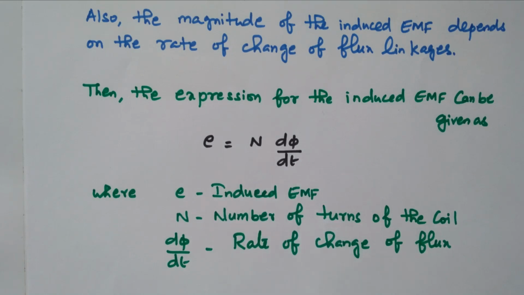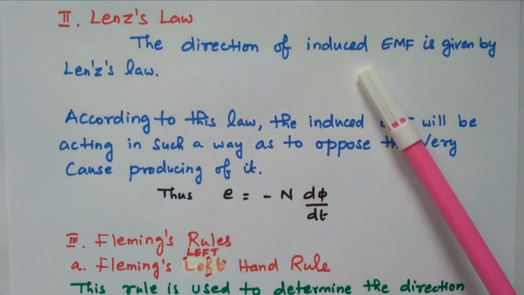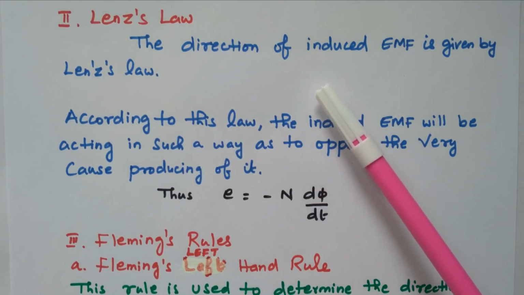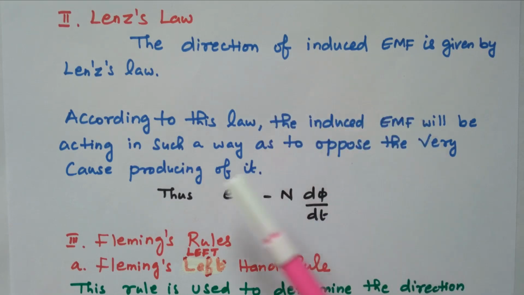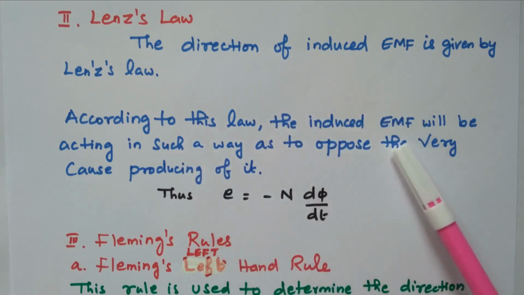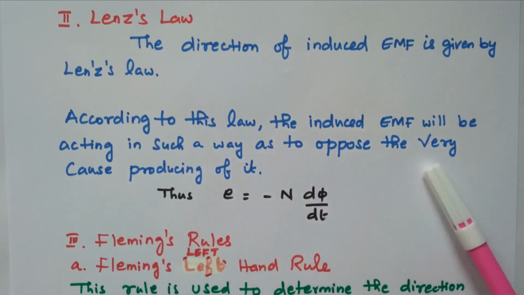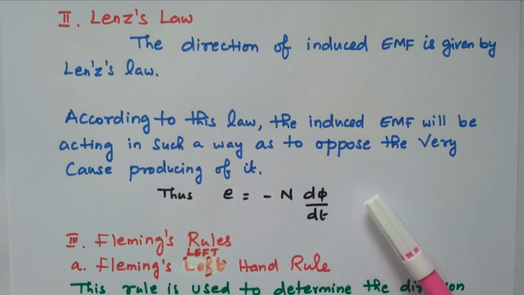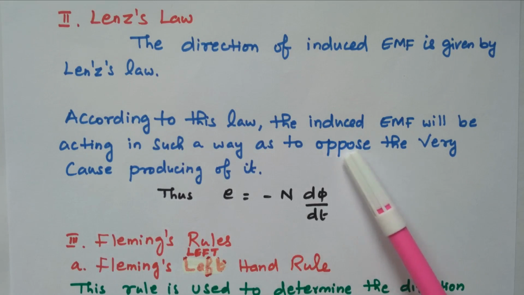Now we'll go to Lenz's law. The direction of induced EMF is given by Lenz's law. Faraday's law gives the expression N dφ by dt. The direction is given by Lenz's law. According to this law, the induced EMF will act in such a way as to oppose the very cause producing it. There is an opposition between the induced EMF and the rate of change of applied voltage. That is the statement given by Lenz's law. Cause producing means the applied voltage. Both oppose each other.